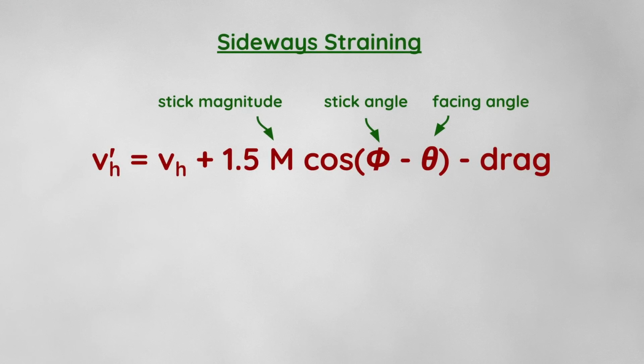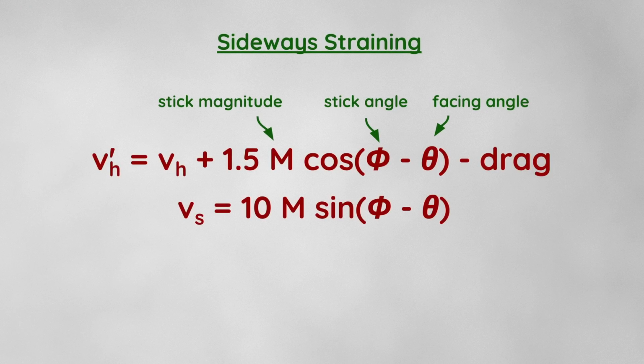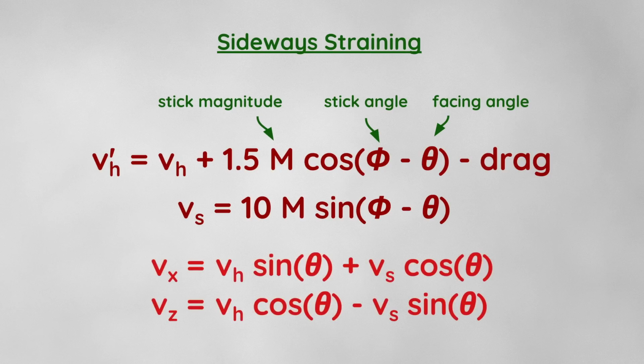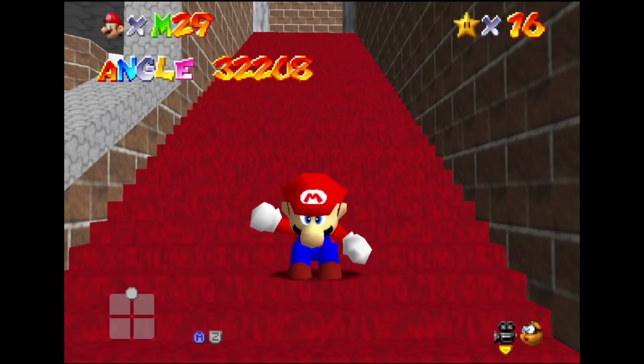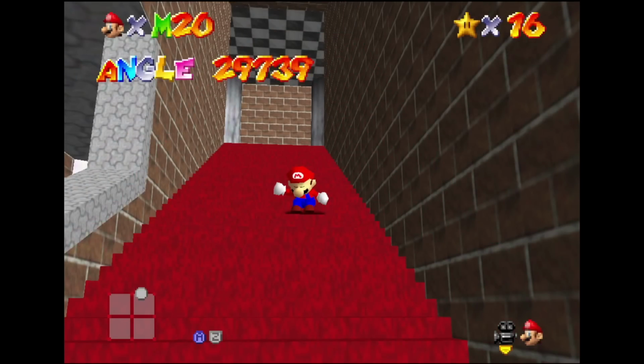Previously we'd only considered forward and backward straining, but now we're going to add a sideways straining term, changing our X and Z velocity update functions slightly. And I should mention that the game stores angles as short unsigned integers, with values between 0 and 65,535. Here our facing angle is 32,208, and here our facing angle is 29,739.